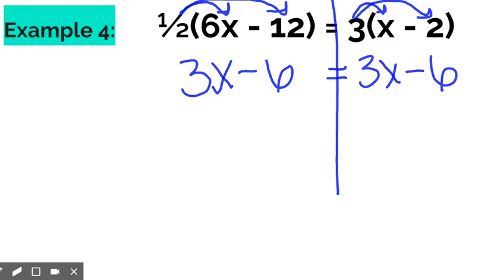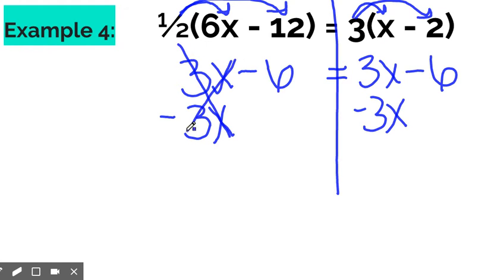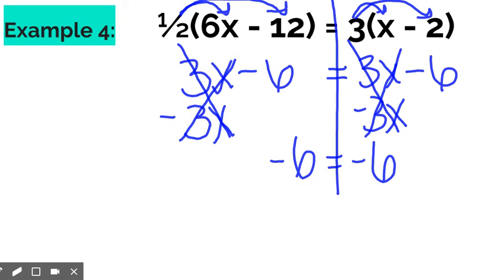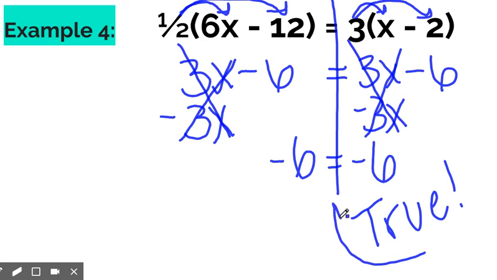So, kind of like before, both sides have the same amount of variables, so we're going to get rid of them and see what happens. I'm going to subtract 3x from both sides, and it's going to cancel on the left and cancel on the right. What we're left with is negative 6 equals negative 6. All right? Different from our last example, this is true. If you're left with just two numbers after your variables have canceled, and it's a true statement, then that would be infinitely many solutions.